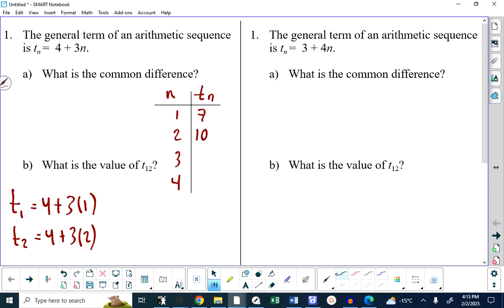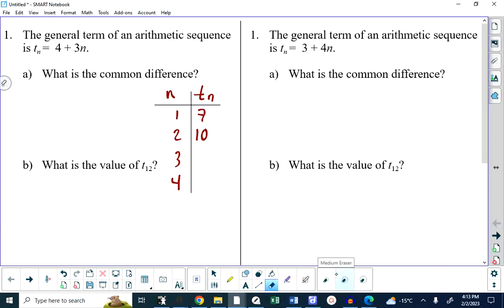On the bottom of the screen here, that's just my rough work. I'm not going to leave it up here. Once you've found the first and the second term, you can establish that there's a common difference of 3, because to go from 7 to 10, you add 3, which means the next term is 13, and then 16, etc. So the common difference, the answer to A, is 3.